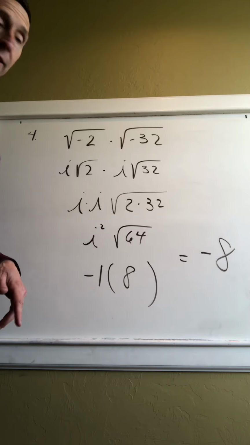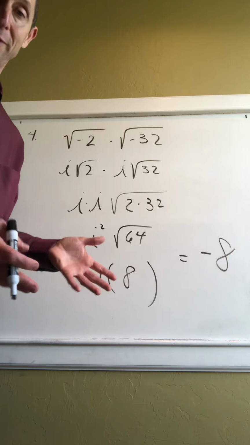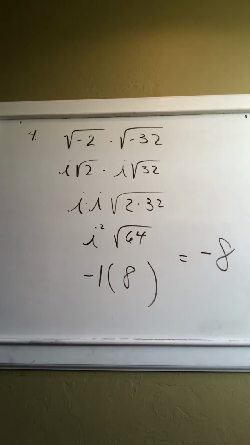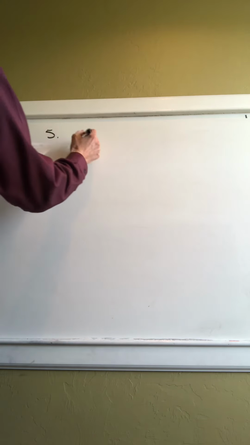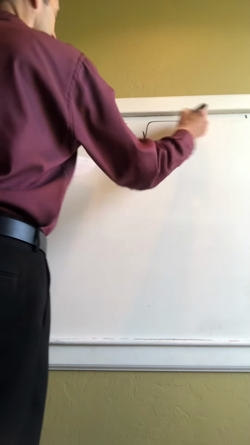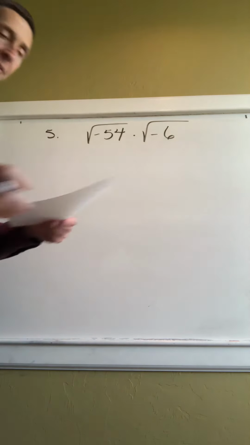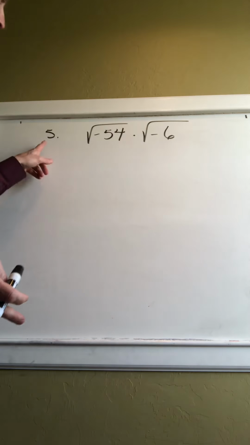Ha ha. So this would have been kind of a fun math problem to build in all kinds of other fun math problems. You would have dug it. Let's do another one of these. What do I got here? Number 5. So we got square root of negative 54 times square root of negative 6. Okay, same process involved.